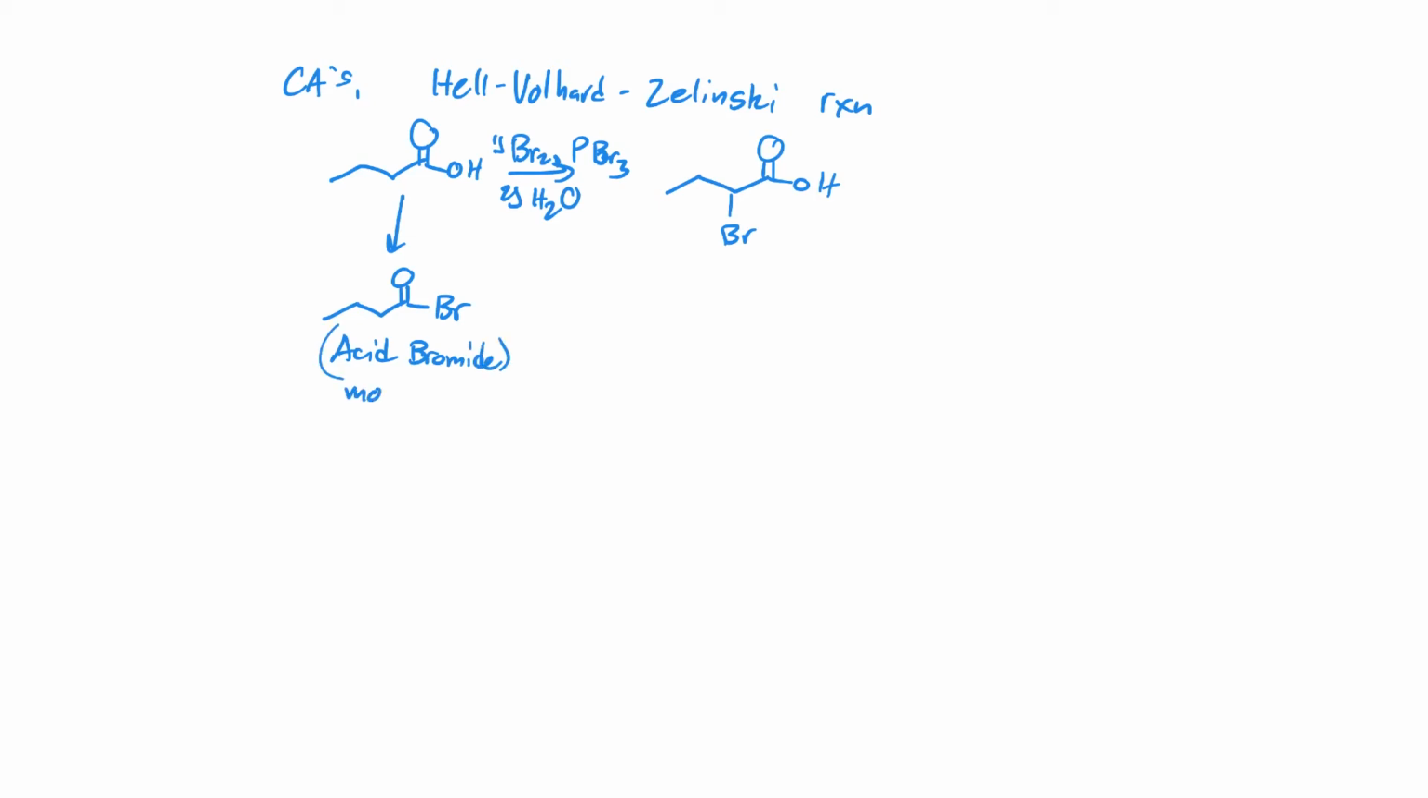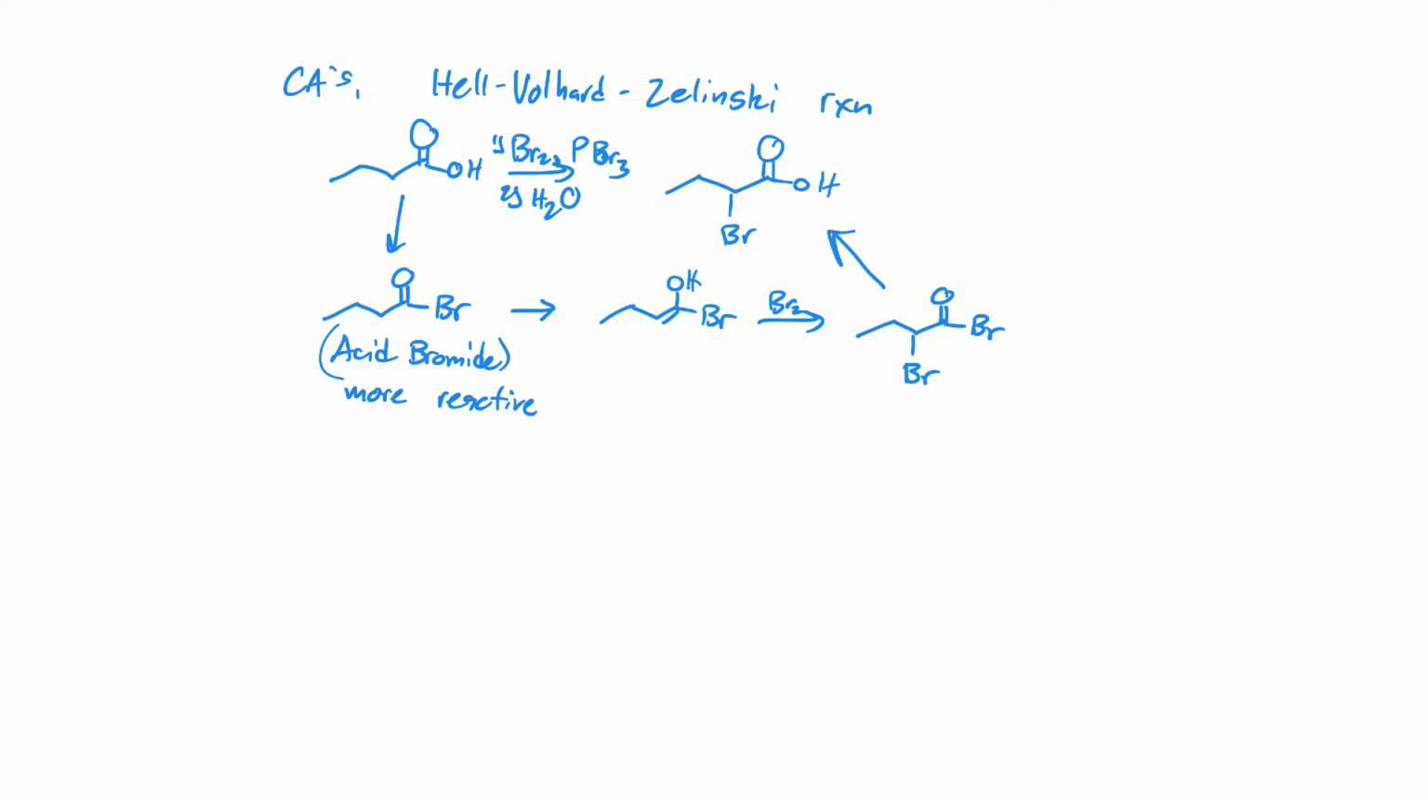And this is more reactive. So it will equilibrate with the enol form more easily. And that allows us to react the enol with Br2 through the same mechanism we saw on the previous slide. That gives us this alpha bromo acid bromide.